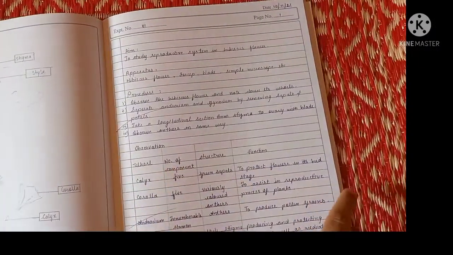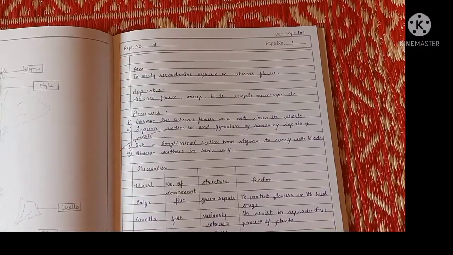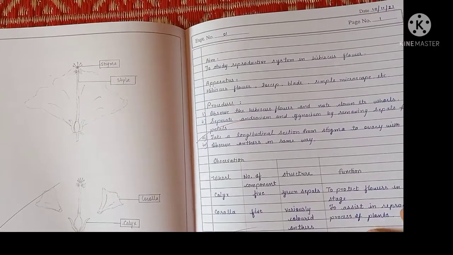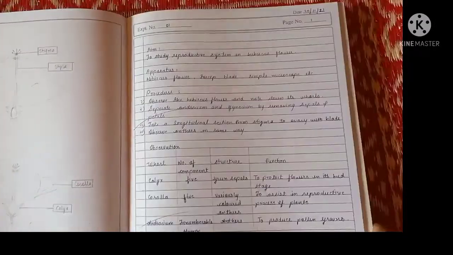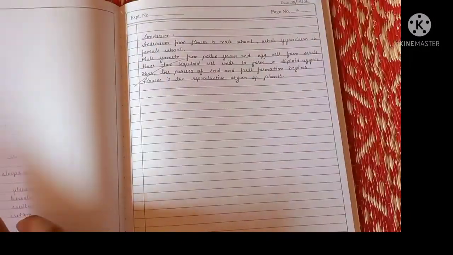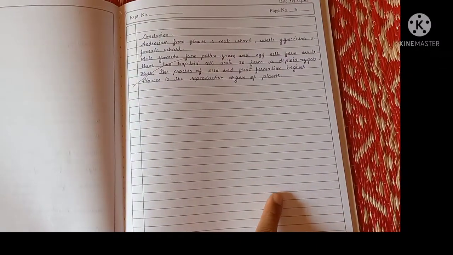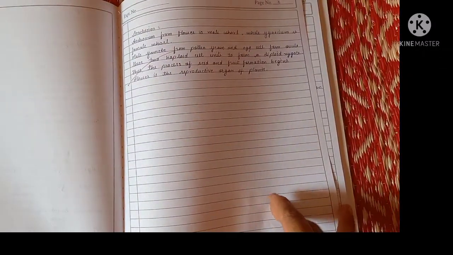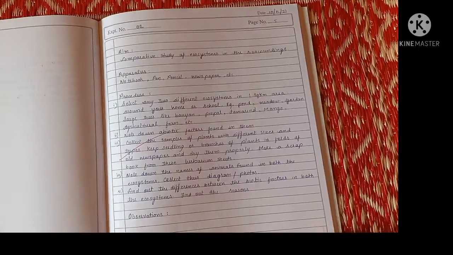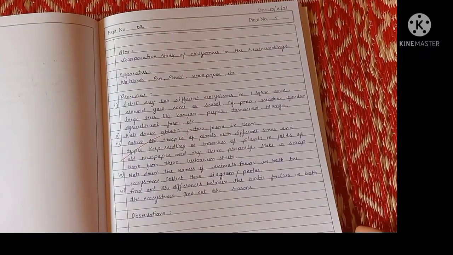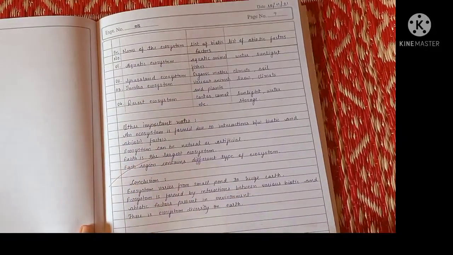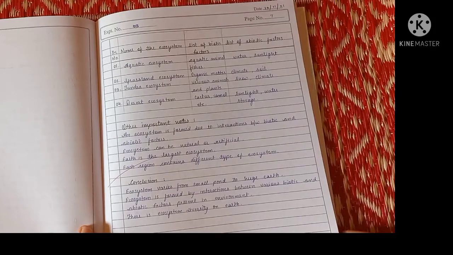So part second, the first practical is to study the reproductive system in hibiscus flower. So here a diagram is drawn on a blank paper and on the lined page, aim, apparatus, procedure, after that observation, and lastly conclusion. Okay. Then second, comparative study of ecosystem in the surrounding. Here also apparatus, procedure is given. For observation a table is drawn here. After that, the important notes and some conclusions are given.